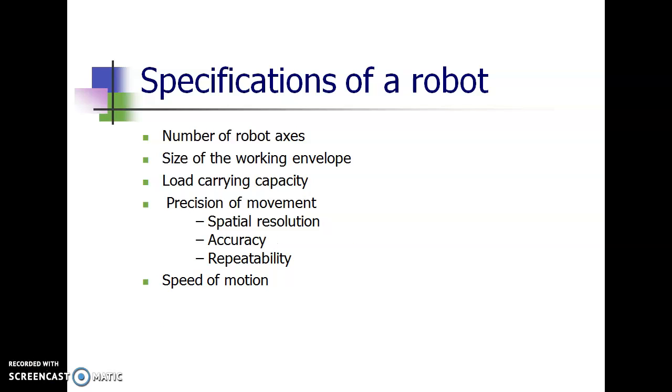Whenever you are manufacturing or purchasing a machine, we have to specify the machine, otherwise called specifications of a machine. In a similar way, in a robot also, there are specifications. These specifications are: number of robot axis, size of the work envelope, load carrying capacity, and precision of movement. There are some sub specifications like spatial resolution, accuracy, repeatability, and speed of motion. We'll see one by one.